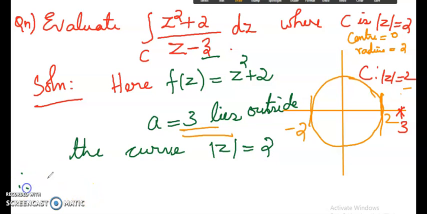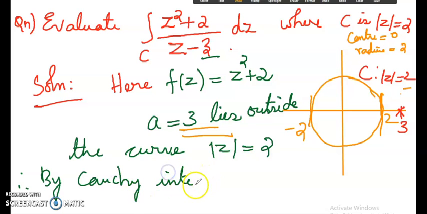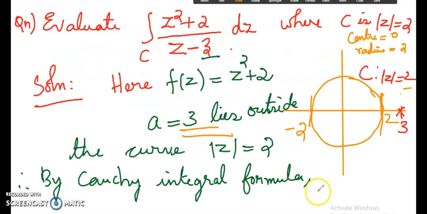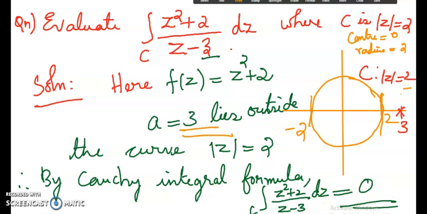Therefore, by Cauchy integral formula, what's the value? If a lies outside, the integral value is equal to 0. So it's so simple. Therefore, the integral over C of z square plus 2 by z minus 3 dz is equal to 0. That is the solution here.